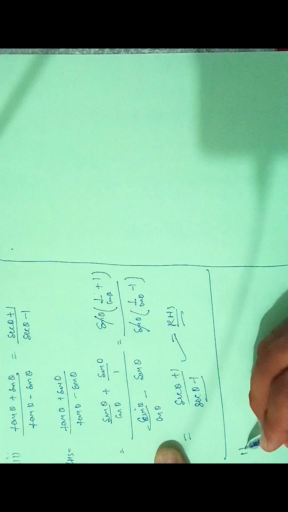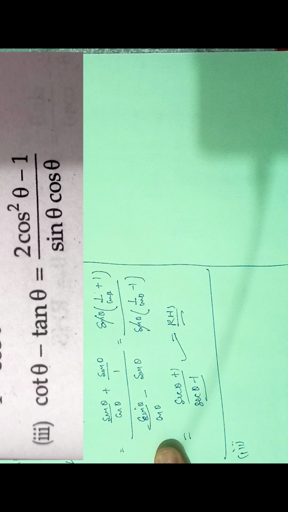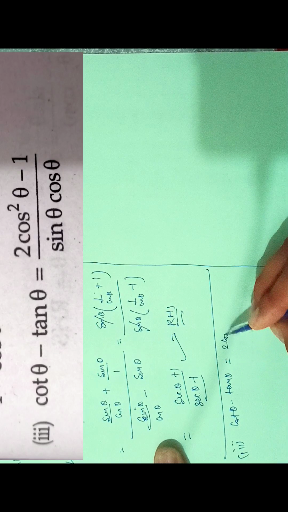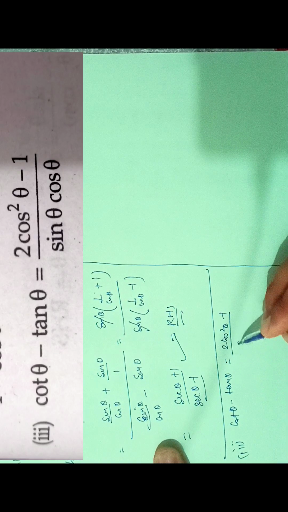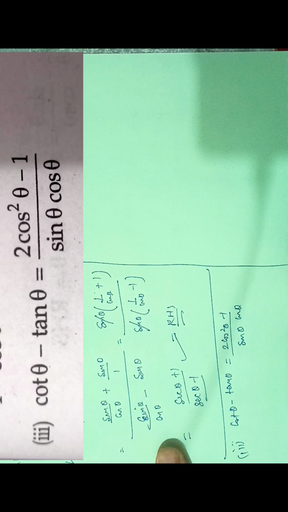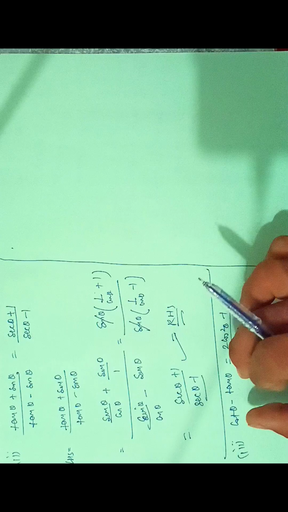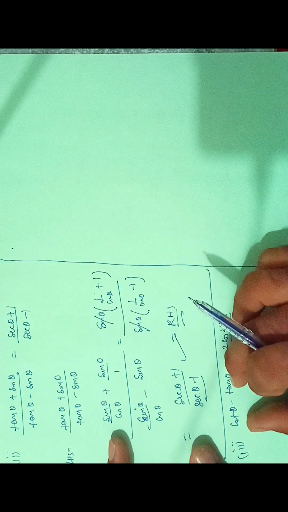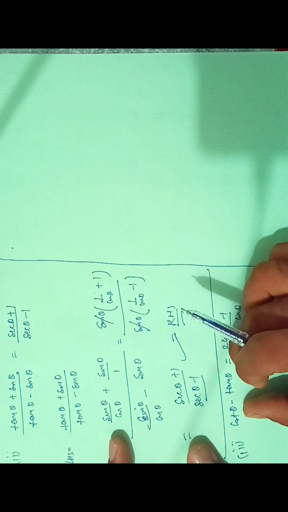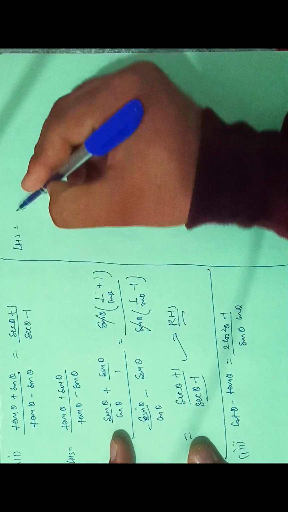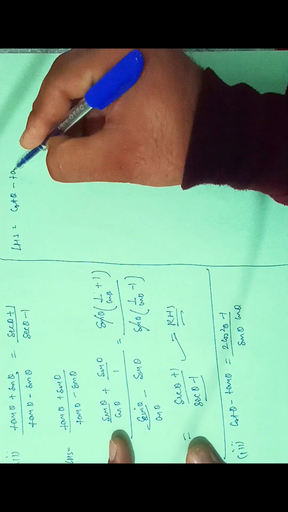Moving to the next question, that is question number 3. It is cot theta minus tan theta, and you have to prove this equals (2 cos square theta minus 1) upon sin theta cos theta. Now you can see there is a numerator and denominator. If we convert cot theta and tan theta into sin theta and cos theta, we'll get this. So taking the left hand side, that is cot theta minus tan theta.